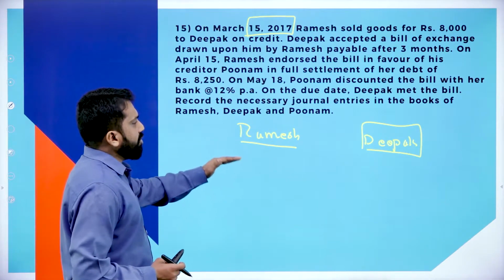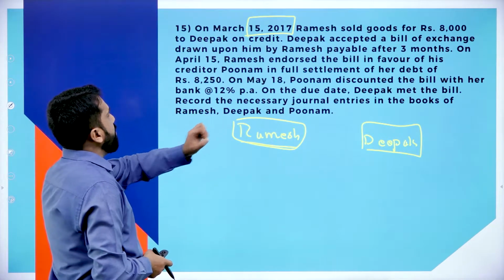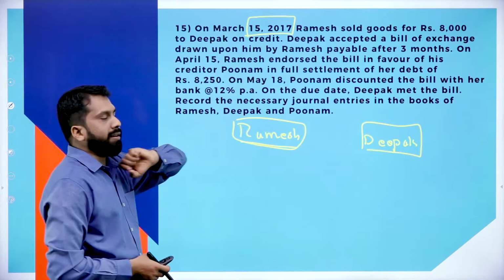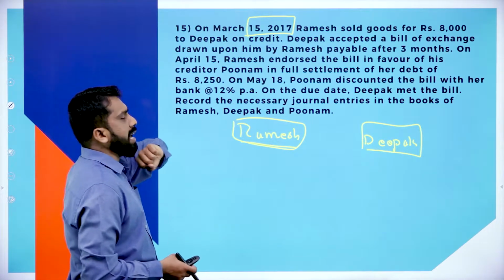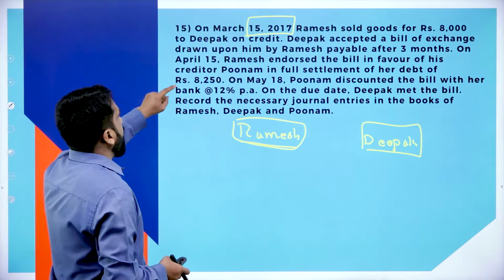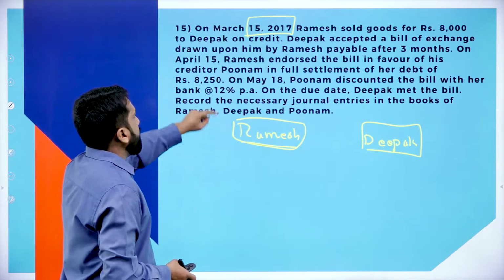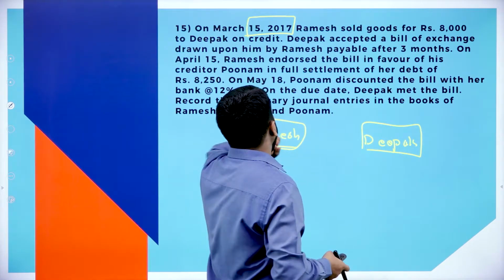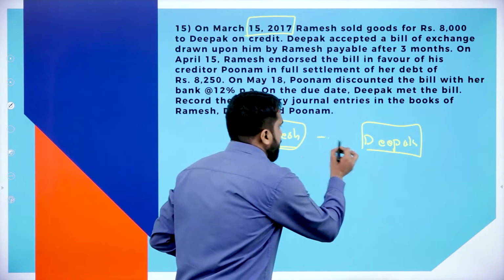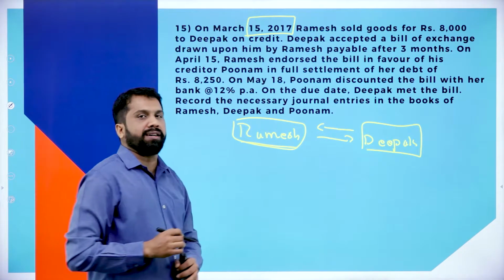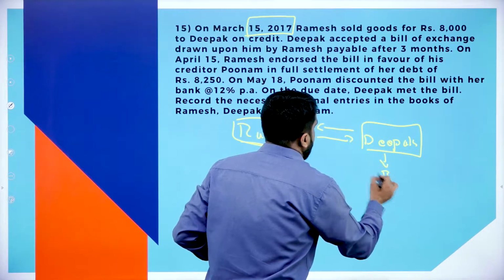Now, Ramesh is the seller and Deepak is the buyer. The bill was accepted, drawn upon him by Ramesh, payable after 3 months. So how many months have they given? 3 months time. Now, on April 15th, after 1 month, Ramesh endorsed the bill in favor of his creditor, Poonam. So it is a transaction between Ramesh and Deepak. In this problem, Ramesh is the seller and Deepak is the buyer.